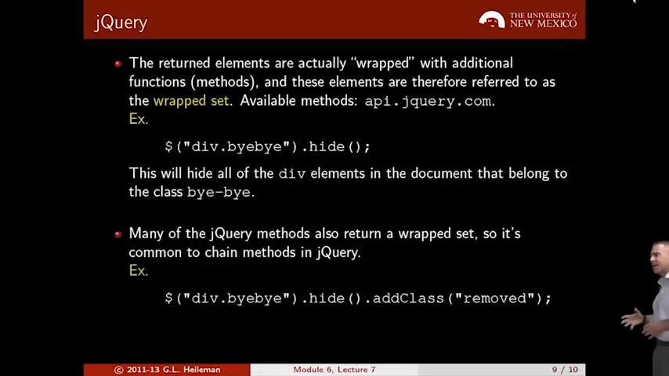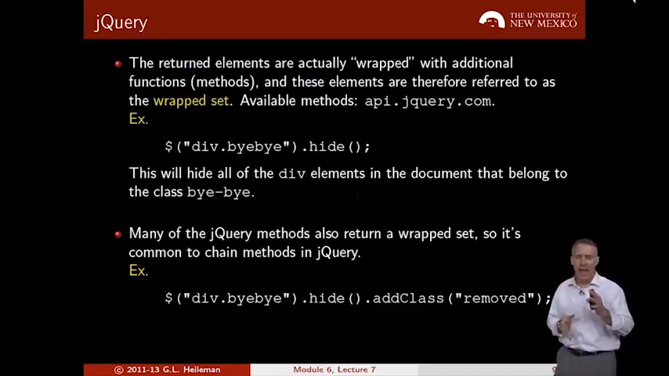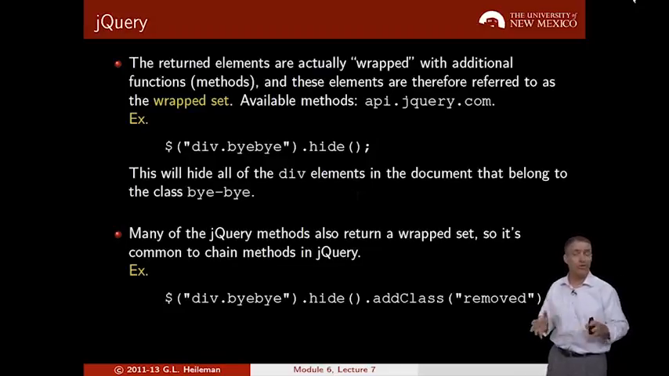Now, one of the interesting things about jQuery commands is that they can be chained, and here's an example of that. I'm hiding the div called bye-bye, and then I'm adding it to a class called removed. So I'm creating a new class for that element that I can later refer to. All of the elements that have been removed, I could make them reappear again by using the method called show.